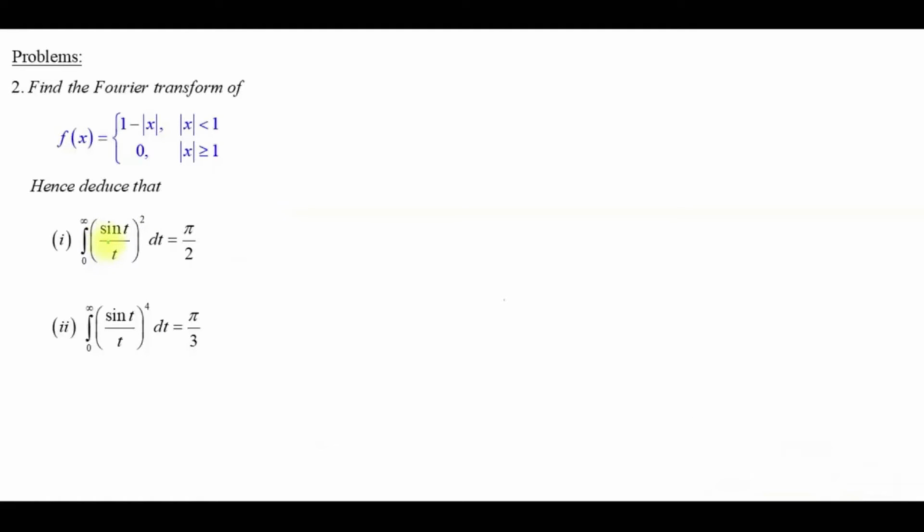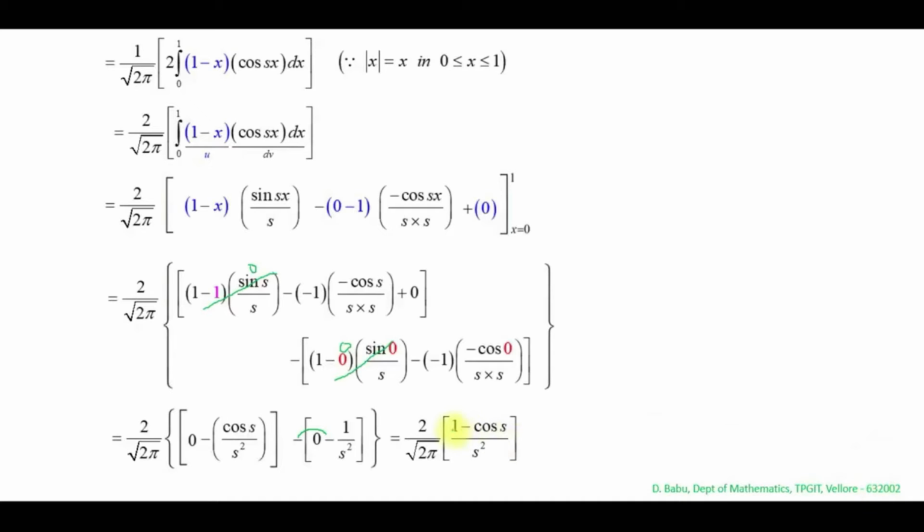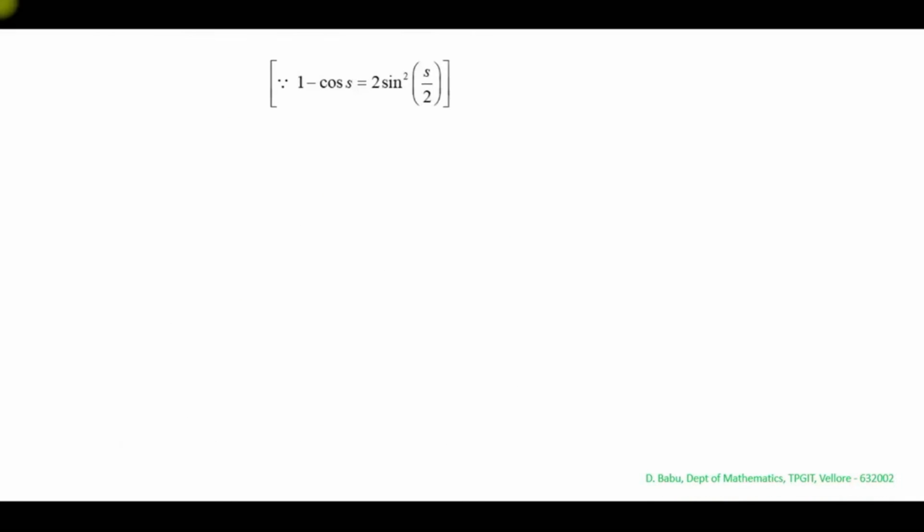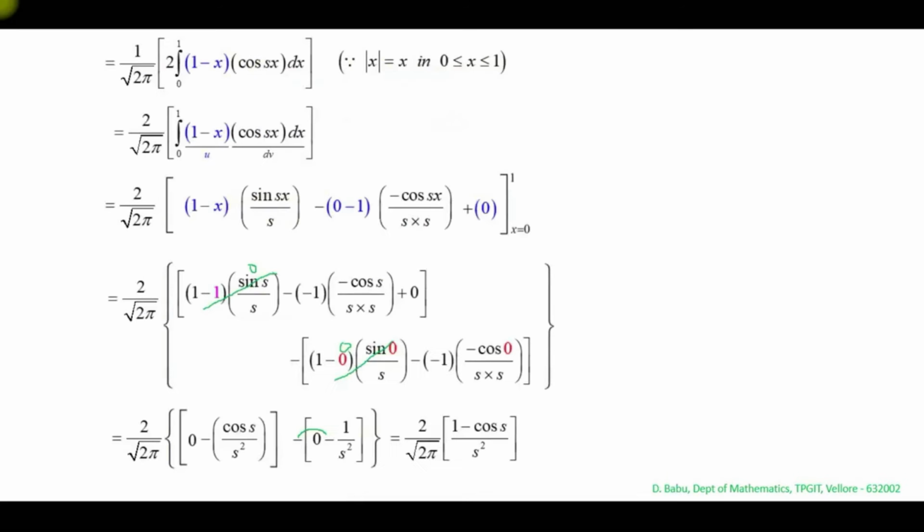But the deduction is in terms of sine only. So therefore we need the Fourier transform in terms of sine only. Therefore, we have to convert this 1 minus cos s as sine. So, we know that 1 minus cos s equal to 2 sine square s by 2. So, substitute here. So, 2 divided by square root of 2 pi, 2 sine square s by 2 divided by s square.